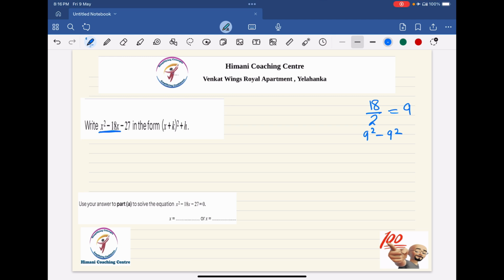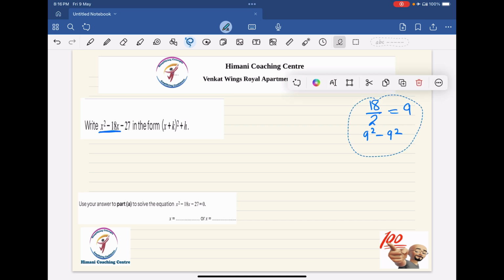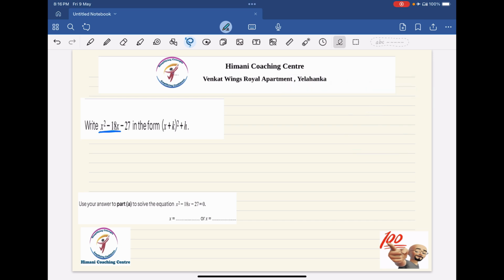But with this, what will happen? We will get into the (a plus b) whole square formula, which is the completing the square formula. So now let us do that. So we will rewrite this as x square minus 18x plus 9 square minus 9 square minus 27.